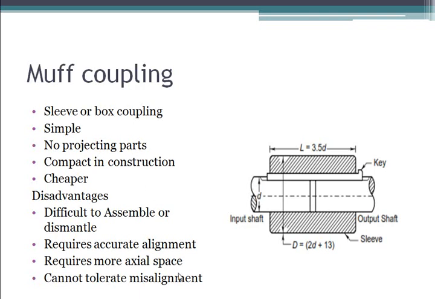Requires more axial space. The axial space should be more for this coupling. The sleeve length will be 3.5D. This axial space required for this coupling will be more, and cannot tolerate any misalignment, any linear and angular misalignments. This axis should be in line. If there is any misalignment, it cannot be used.